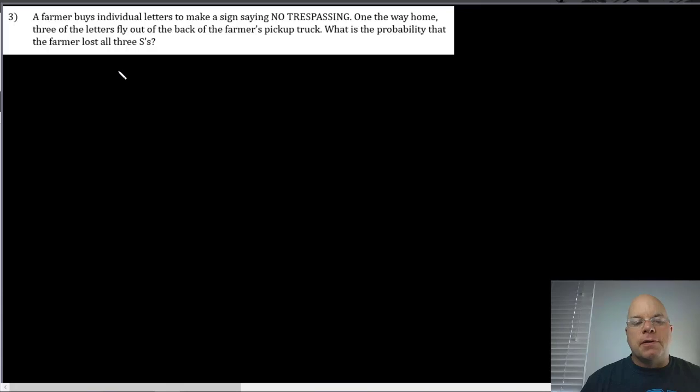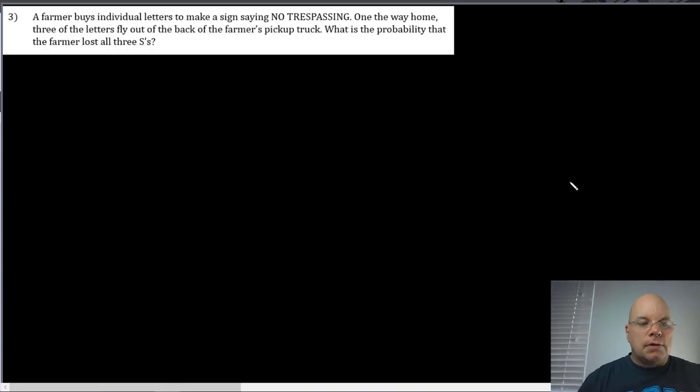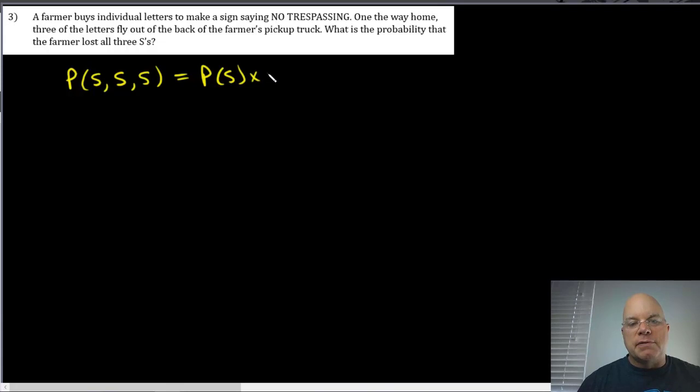So what we're trying to find here is the probability of S, all 3 of the S's flying out. That's going to be equal to the probability of the first S flying out multiplied by the probability of the second S flying out multiplied by the probability of the third S flying out.